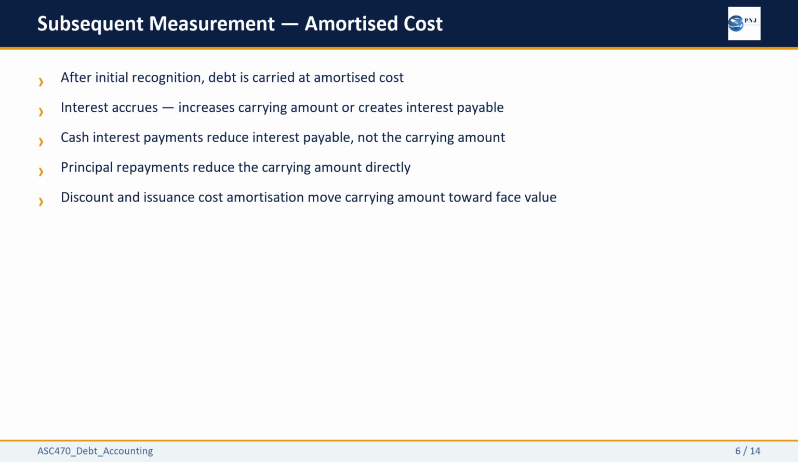The carrying amount of the debt changes for three reasons. It increases as discount amortizes and the balance accretes toward face value. It increases as interest accrues to the balance, and it decreases only when you actually repay principal. Understanding which transactions touch the carrying amount and which ones do not is essential to keeping your amortization schedule correct.